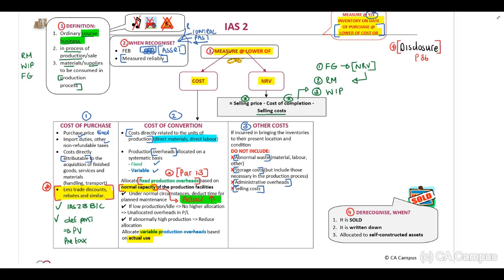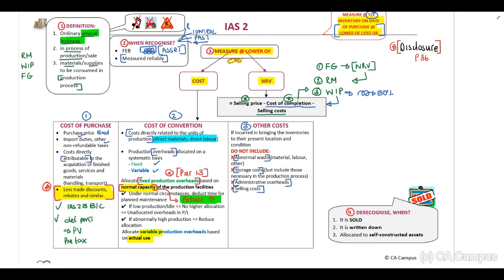Now guys, normally your work in progress will only be completed for conversion costs until a certain percentage, let's say for example 50%. When you need to calculate your NRV of this WIP, you need to take into account the cost of completion in calculating your NRV.